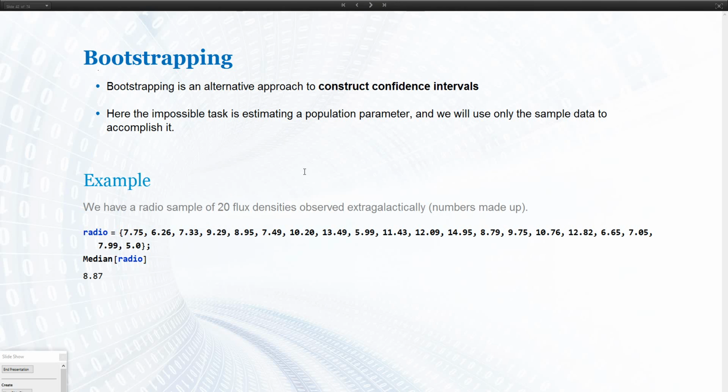And I'll start with an example. Let's say you have measurements of radio fluxes, 20 flux densities observed at some galaxies. 20 galaxies, I invented the numbers, so don't bother. 20 numbers. And the median is 8.87, let's say Jansky. Okay?